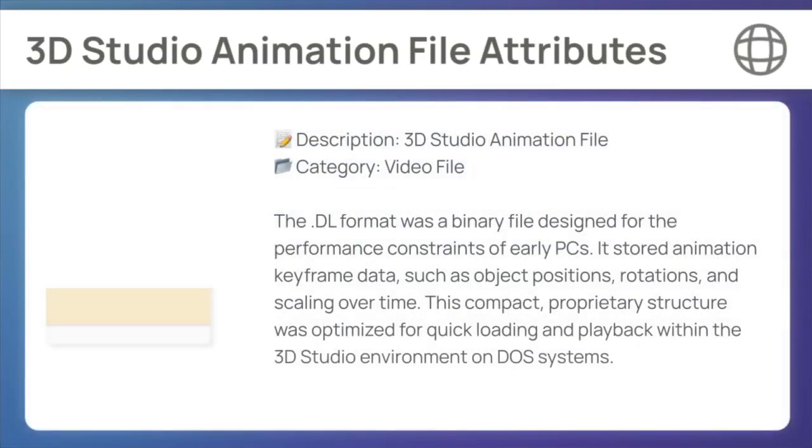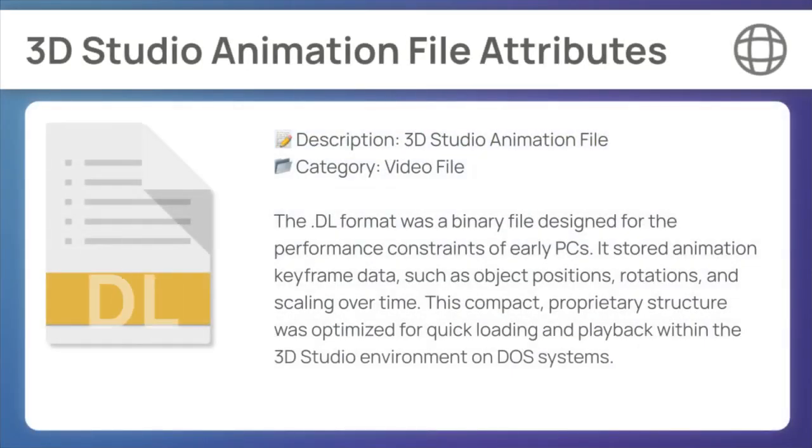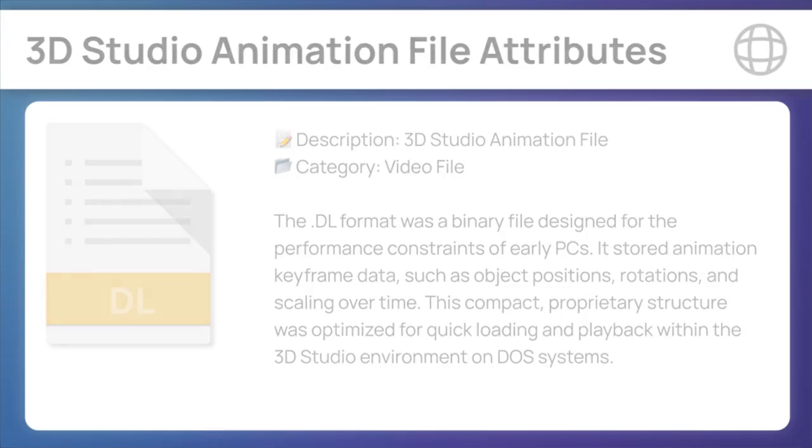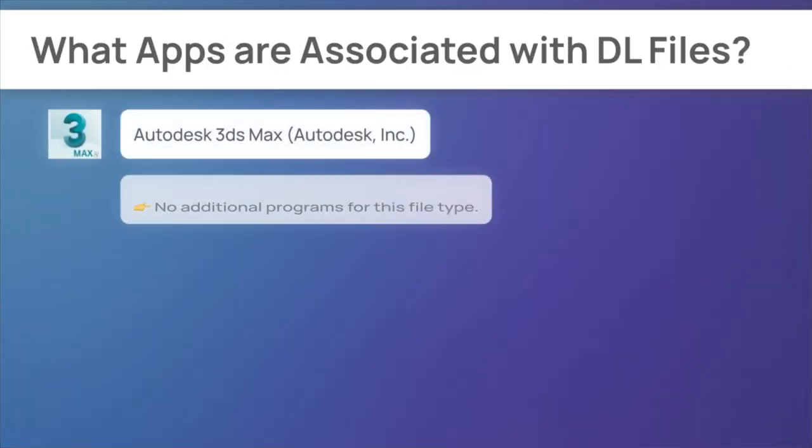The .dl format was a binary file designed for the performance constraints of early PCs. It stored animation keyframe data such as object positions, rotations, and scaling over time. This compact, proprietary structure was optimized for quick loading and playback within the 3D Studio environment on DOS systems. The DL format operates under the official standard set by Autodesk 3ds Max from Autodesk Integria.